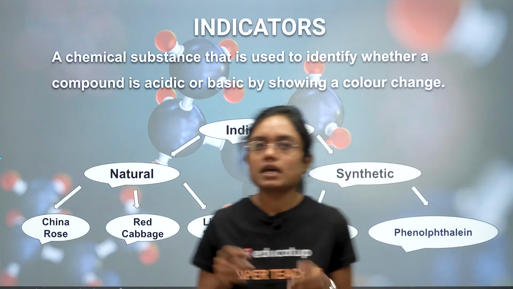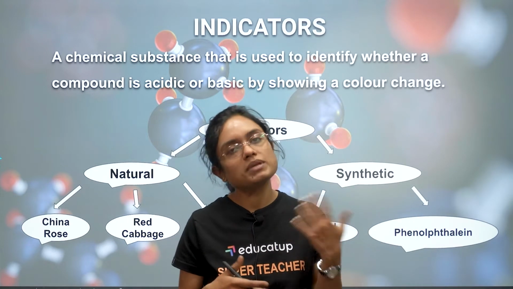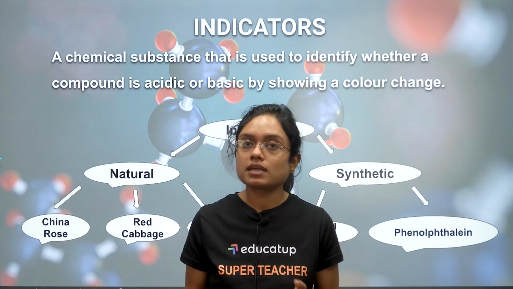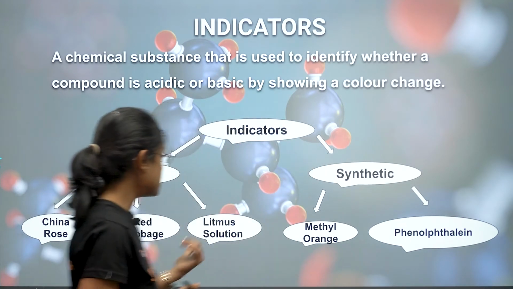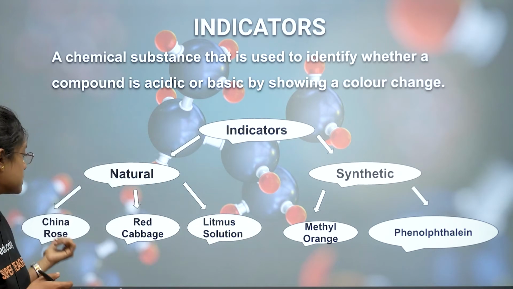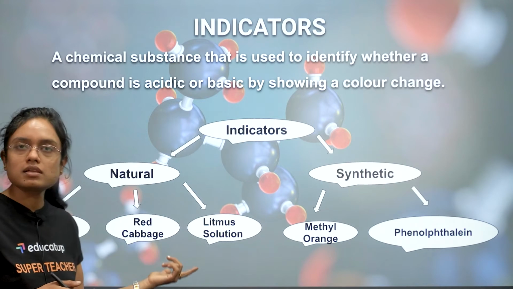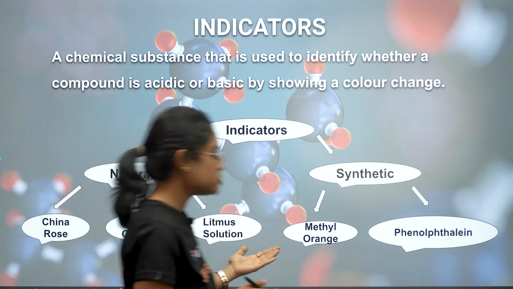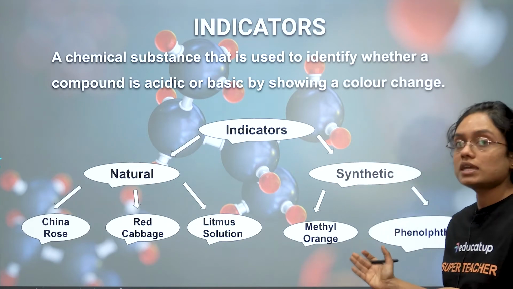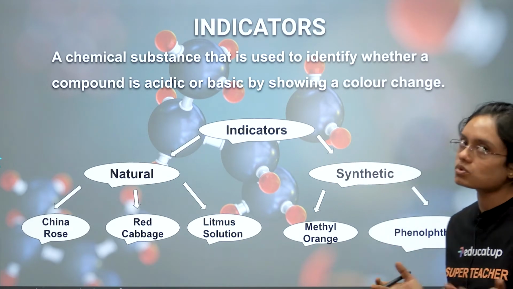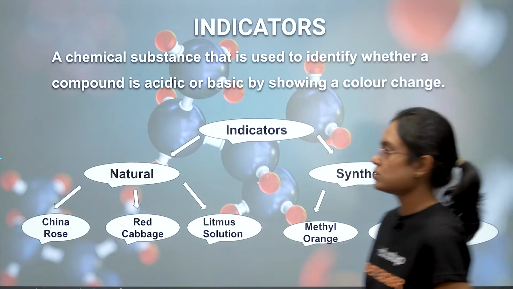Now indicators are of two types. There are natural indicators also, which we get from nature, and synthetic indicators also, which we have made chemically. So if we talk about natural indicators, we have three, that is China rose, red cabbage and litmus solution. And if we talk about synthetic indicators, so they are two, that is methyl orange and phenolphthalein. Phenolphthalein is most commonly used, and litmus paper or litmus solution.